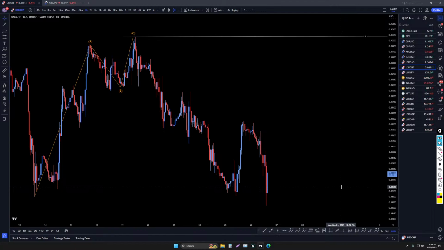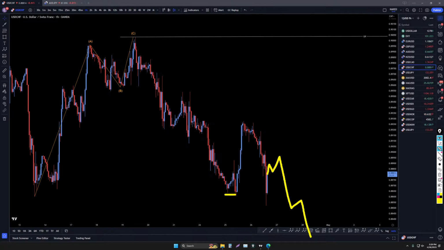US dollar Swiss. I think this is probably not over either. I think we just got a little bit of a triple bottom going on, and it's probably going to go up, make a lower high, and just keep going down. I don't really see any reason to think that's over either, so I would definitely be trying to go long on.